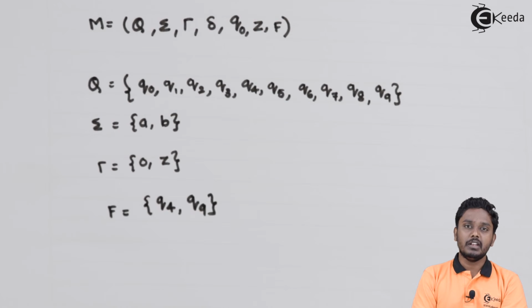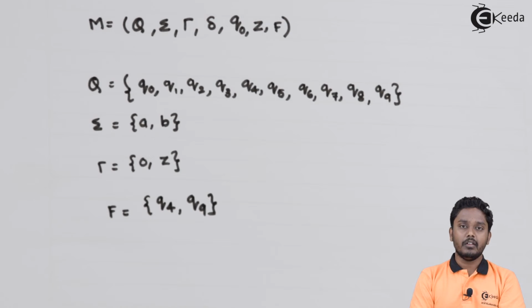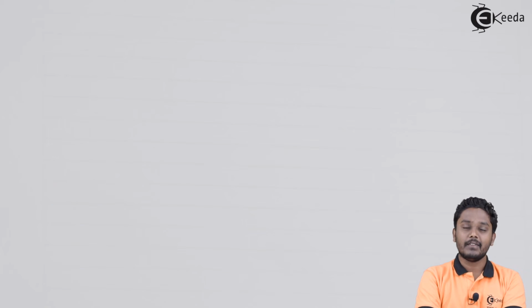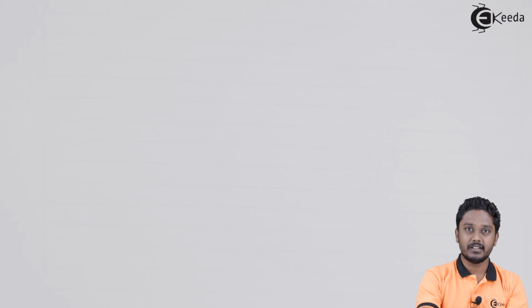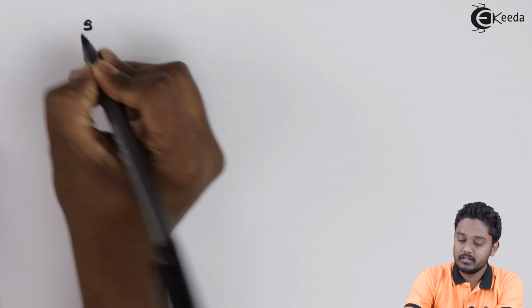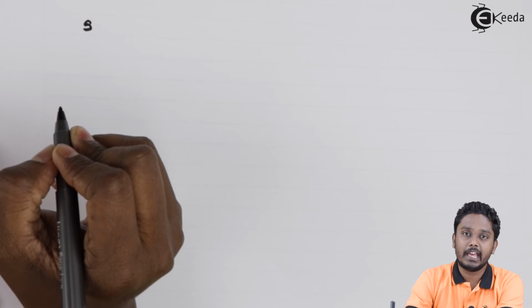Having constructed the machine and defined all the components, let's try to run one string on this machine. We are using ID, that is instantaneous description notation. The string that we are taking up is AA followed by B followed by CC followed by D.